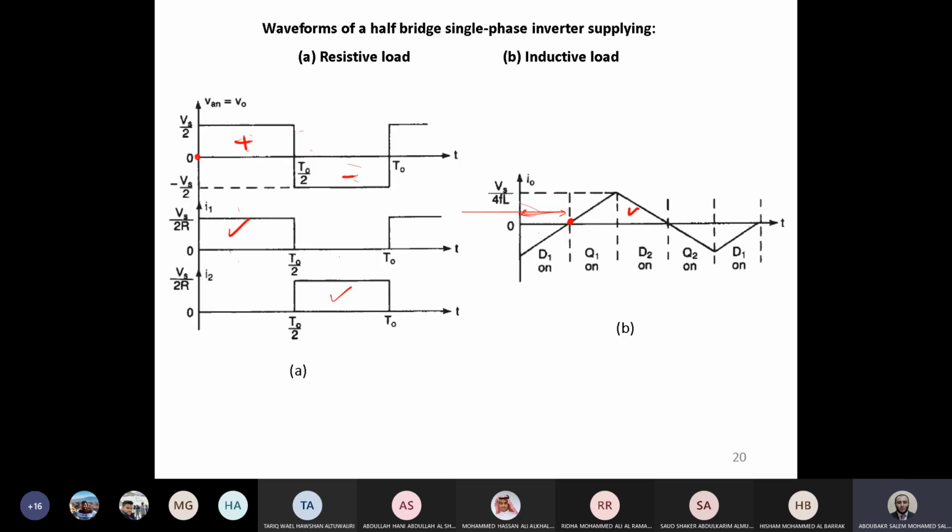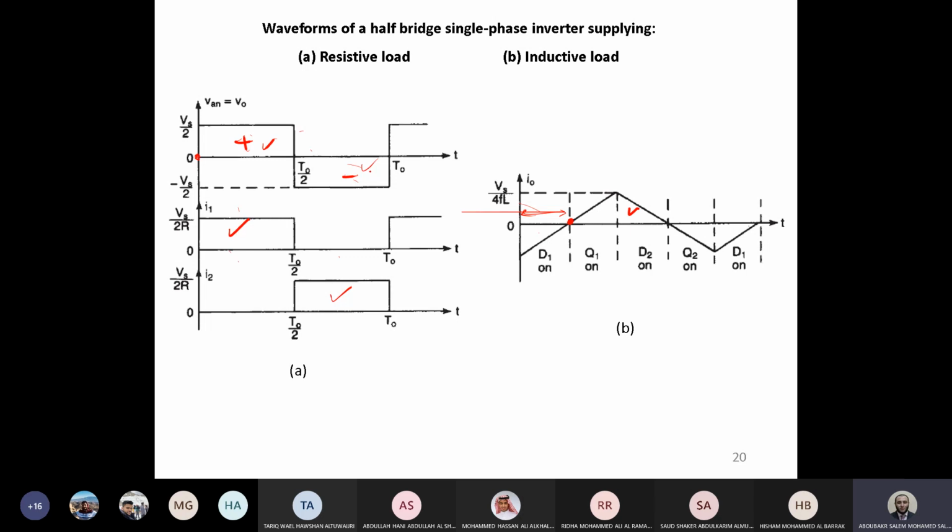So, as you could see here, this is the output voltage. The output voltage equals Vs over 2 and minus Vs over 2 for the second period. Regarding the area, are these two areas equal or not?